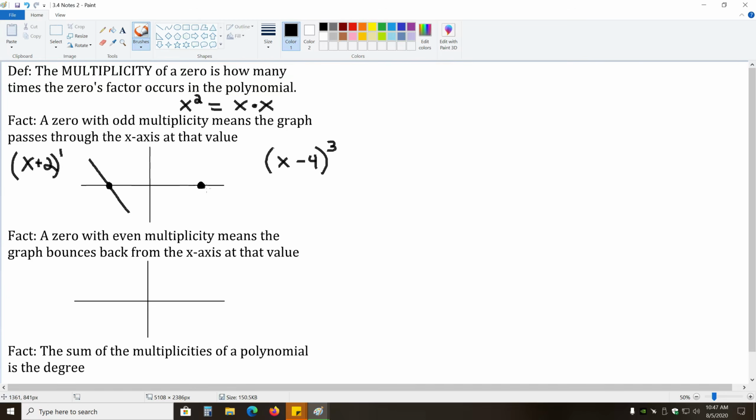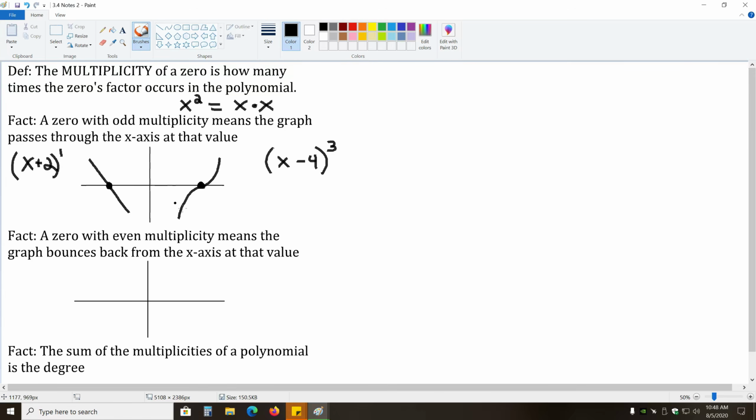to the shape of a graph of x cubed. It's going to look something like this. Notice it's not just a straight line through it, it actually curves through this x-intercept. And this is the case whenever your multiplicity is odd and greater than 1.